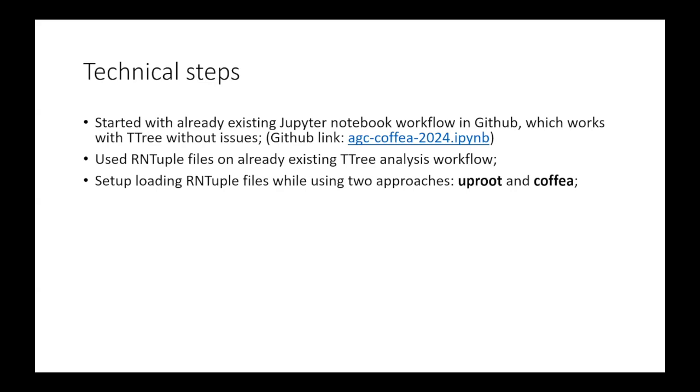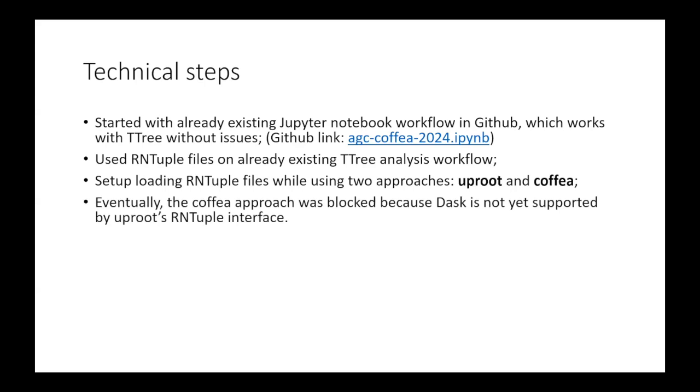Uproot is much simpler and it has a lower abstraction level, while Coffea is more complicated and it uses distributed computing and much more. And eventually I was blocked in the Coffea approach because Dask is not yet supported by Uproot's RNTuple interface. And Dask is responsible mainly for distributed computing.